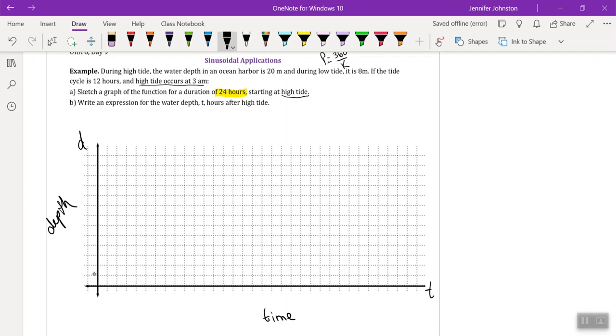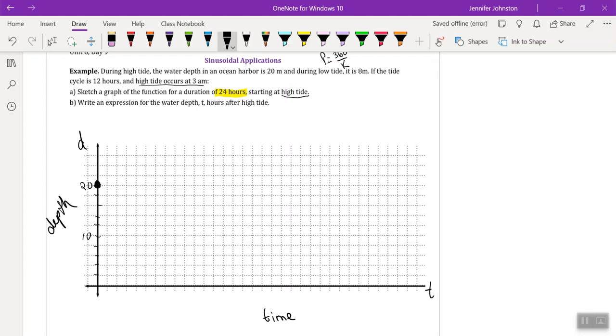So let's check and see. Maybe let's go up by 2s. 2, 4, 6, 8, 10, 2, 4, 6, 8, 10. That gives us 20. Okay, that looks good. So we're going to start off at high tide right here. High tide. And then we have to get to low tide, and low tide is at 8, so somewhere around here. So our graph is going to be between 20 and 8, going in here, something like this.